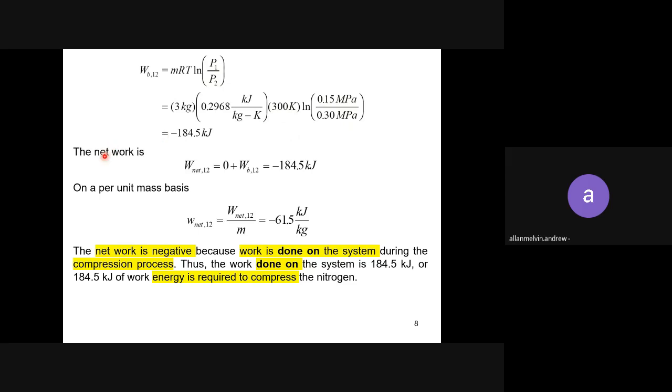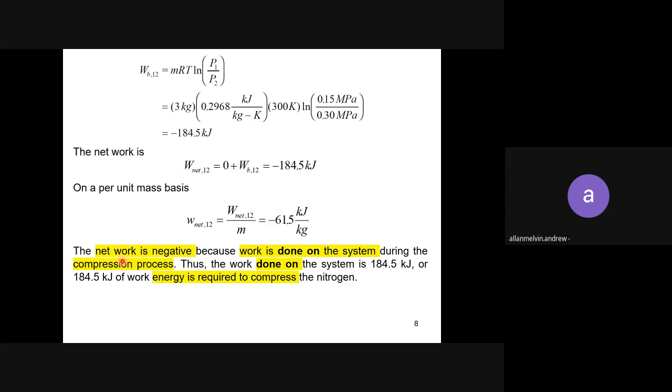So the net work, this is the total work. Net work equals other work, which is 0, plus boundary work done, which is negative 184.5 kilojoule. If the question asks for per unit mass, m was 3 kg, so you just divide by m. Negative 184.5 kilojoule divided by 3, you will get negative 61.5 kilojoule per kg.